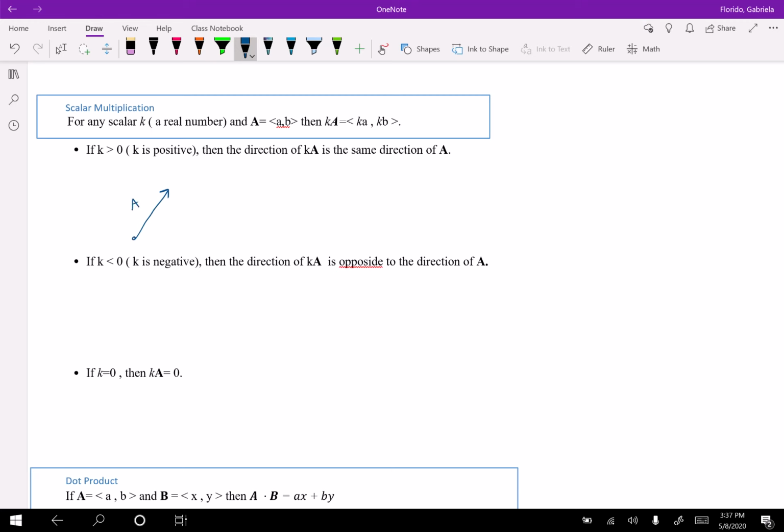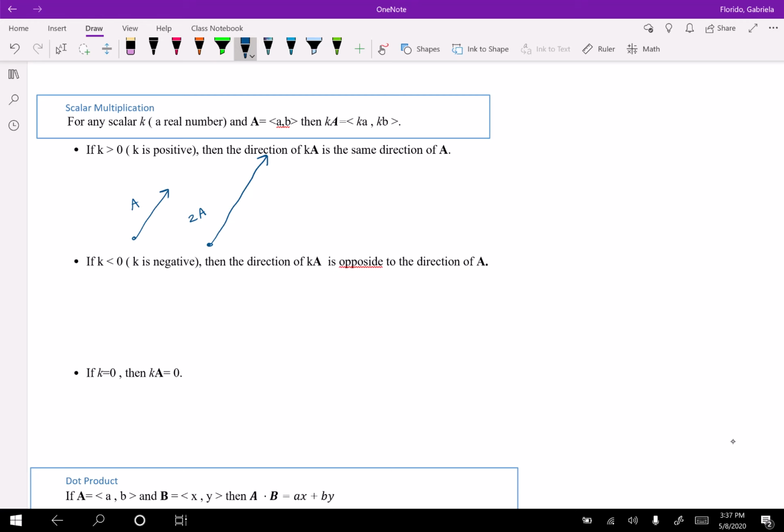And if we're multiplying it by a number that is positive, so let's suppose that k is equal to 2, so we have 2 times A, what's going to happen to the vector is that it's going to double in size. And so it's not changing the direction, but it's going to change the length. And so this is going to be twice the size of my vector A, because again, my k was 2.